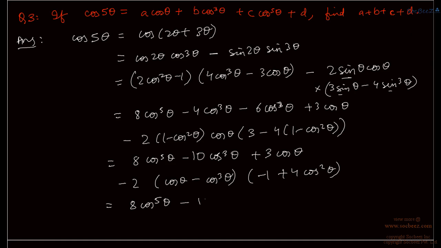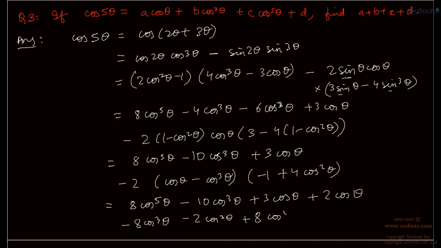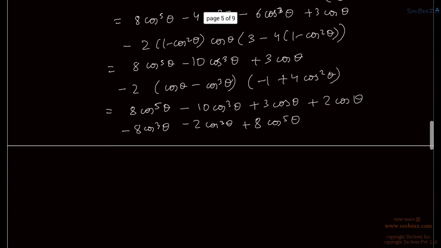Okay, so this is 8cos⁵θ, then minus 10cos³θ plus 3cos θ, minus 2 into cos θ into minus 1 is minus cos θ, so plus 2cos θ. Cos θ into 4cos²θ is 4cos³θ, times minus 2, so minus 8cos³θ. Cos³θ into minus 2 is minus 2cos³θ, and the last term is cos³θ into minus 4cos²θ, that is minus 4cos⁵θ, times minus 2 is plus 8cos⁵θ. Right? So scroll down.